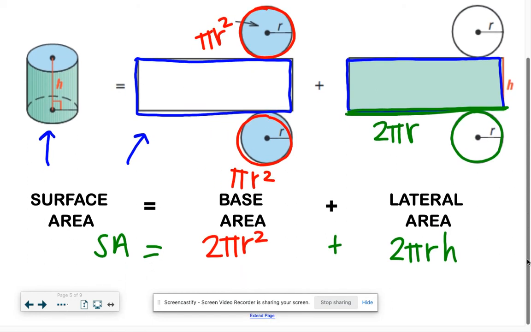Make sure you have this bottom part here written down because that is our formula. 2 pi r squared plus 2 pi r h.